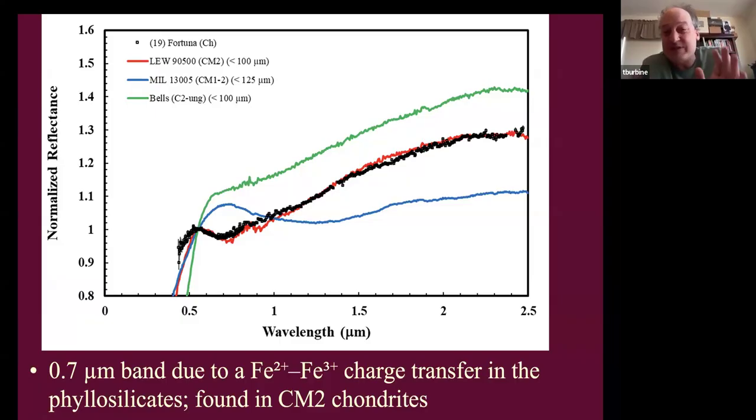And other types of CM chondrites, which are maybe aqueously altered, the lower the number, the more aqueous the alteration is. You don't see the feature. This feature is probably due to magnetite. You don't see it in this ungrouped C2. So this is a very characteristic absorption feature of these CM2s. It's very weak, like 5-ish%, but you can see it in the reflectance spectra of these CM chondrites.